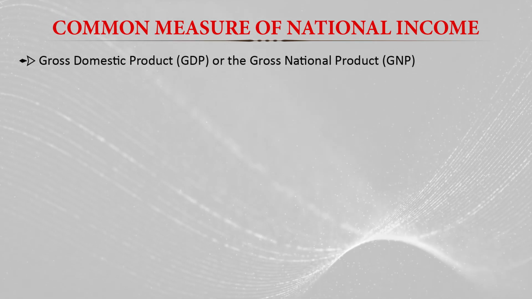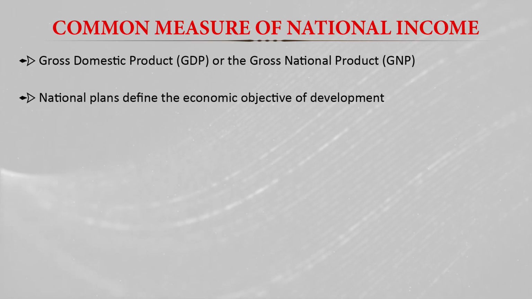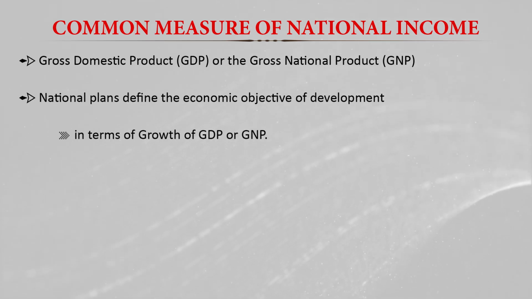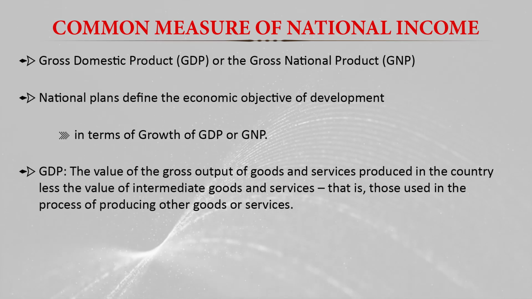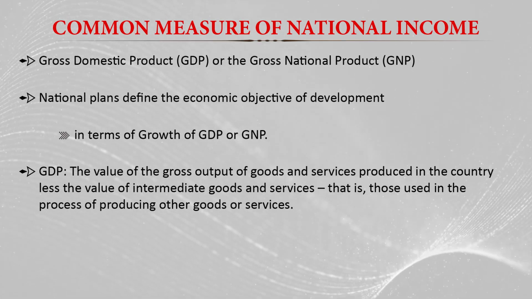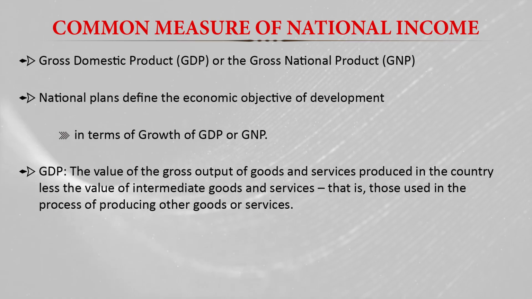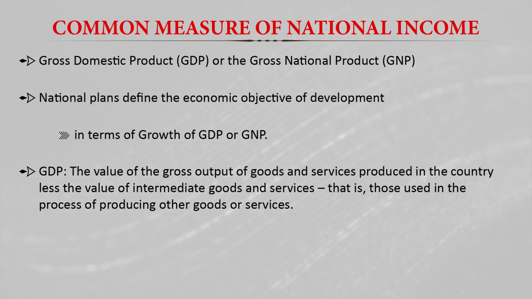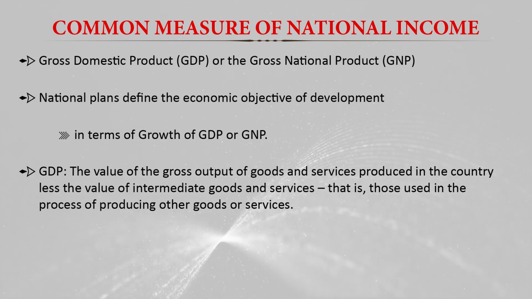There are different measures of the national income. The most common measure of the national income is the gross domestic product, GDP, or the gross national product, GNP. The national plans define the economic objective of development in terms of the growth of the GDP or the growth of the GNP. So here, we can define the GDP. GDP is the value of the gross output of goods and services produced in the country, less the value of the intermediary goods and services. So GDP is the gross output of the goods and services produced in the country during the period, minus the value of the intermediary goods and services which are used in the production process.